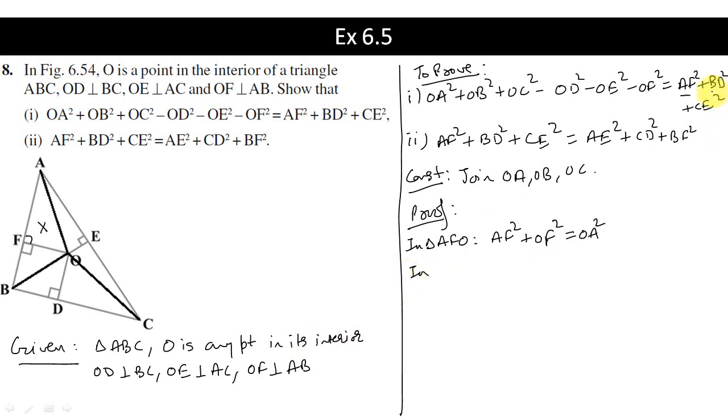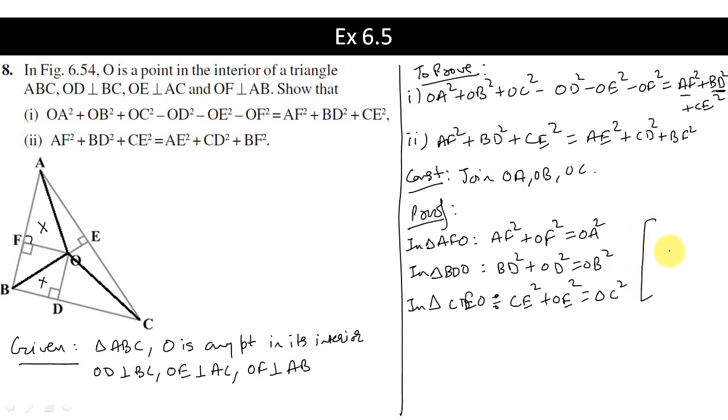Now we need to find the value of BD square. So we'll get the value of BD in this triangle. So in triangle BDO, BD square plus OD square is equal to OB square. And in triangle CEO, CE square plus OE square will be equal to OC square. And the reason will be by Pythagoras theorem.